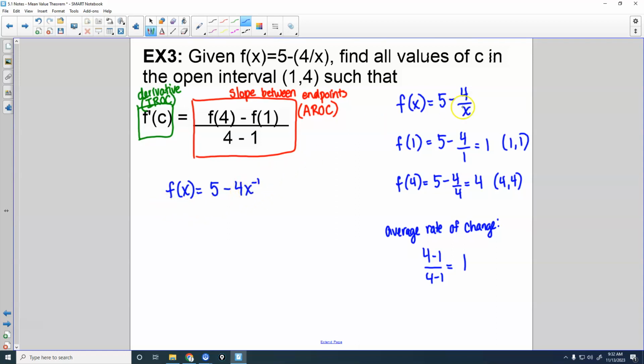There, so that x is in the bottom of a fraction, so we can write it with x to the negative 1. So if we take the derivative of this, what is the derivative of 5? 0. It's gone. Then we got to use power rule here. So negative 4 times negative 1 gives me a positive 4, x to the negative 2 power, which is going to be easier if we write it like this, 4 over x squared. Next step will be easier if we write it that way.